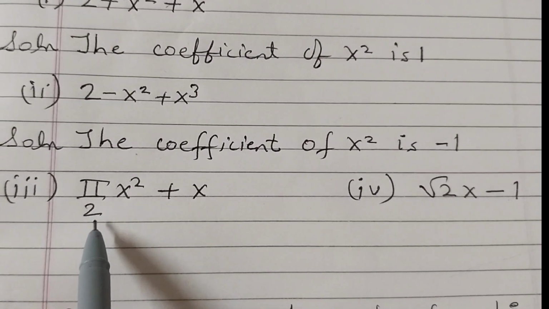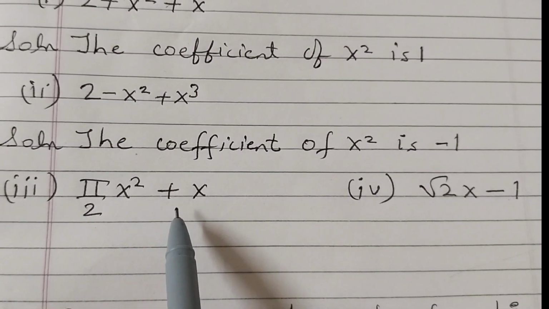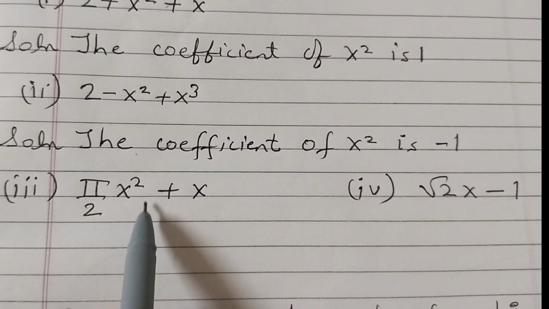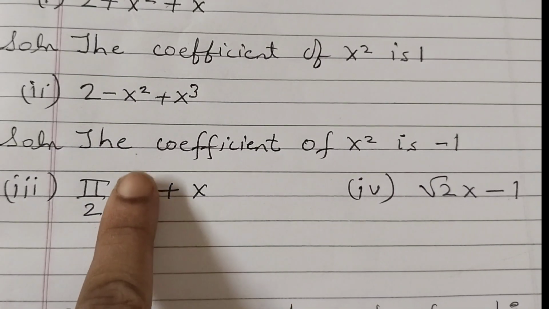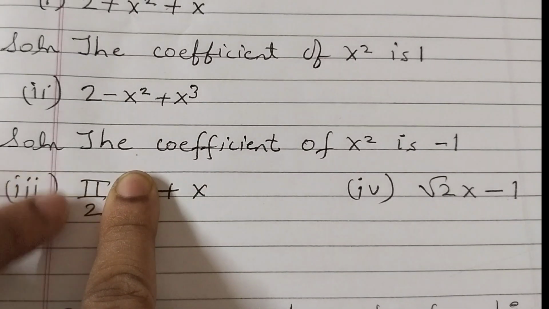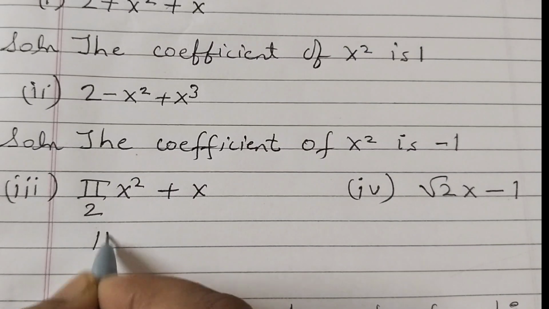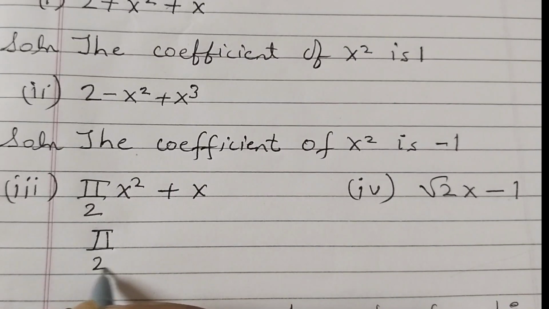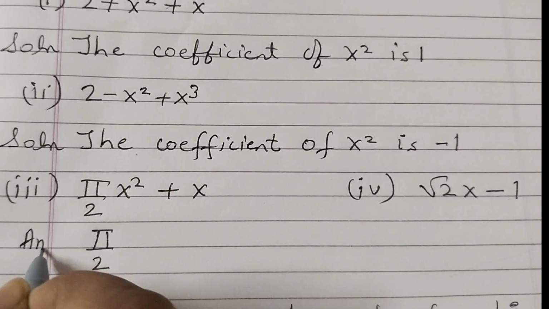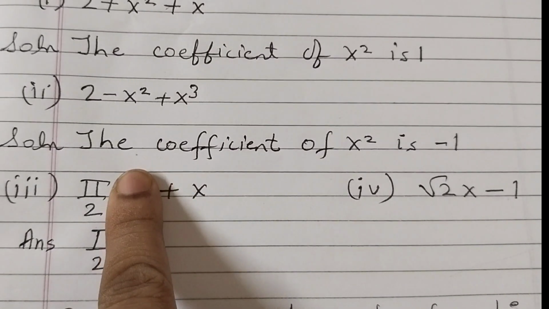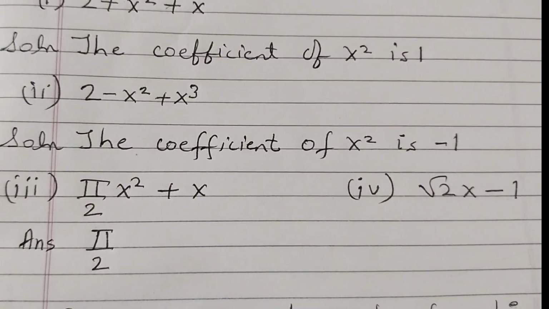Third one, pi by 2 x squared plus x. So two terms are there and this is the x squared term. So if I hide this x squared, what is left? Pi by 2. That means the coefficient for this one is pi by 2. That is the answer. Pi by 2 is the coefficient of x squared. Just hide this and see what is left.